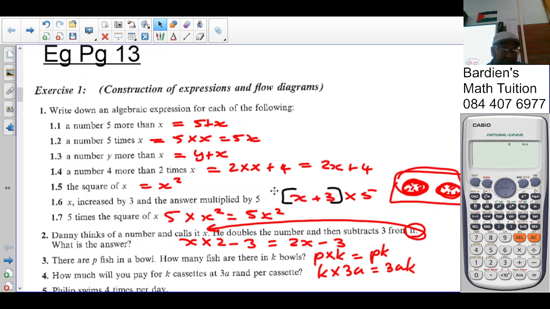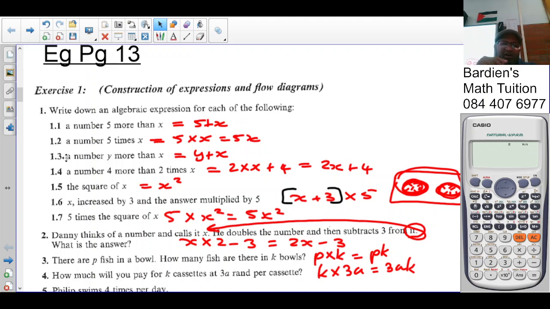So in 1.2, the question says a number 5 times x. So say for instance x, remember that x is a variable, which means to say x can vary, it can change. Okay, later on you'll speak about a, b, d, x, y, z, q, whatever. Whichever variable is assigned to something, to an expression, that variable can be any number.